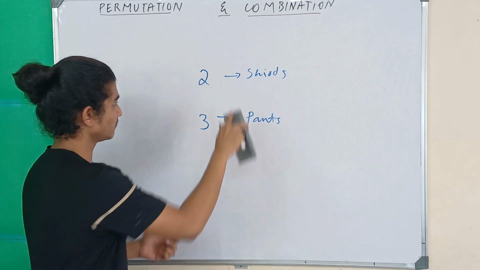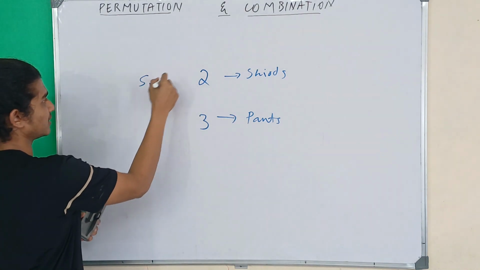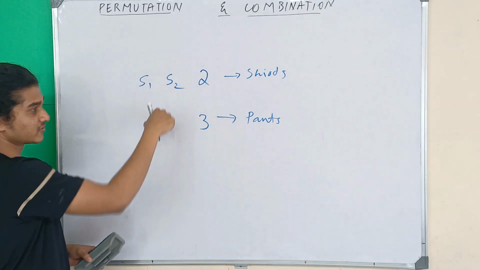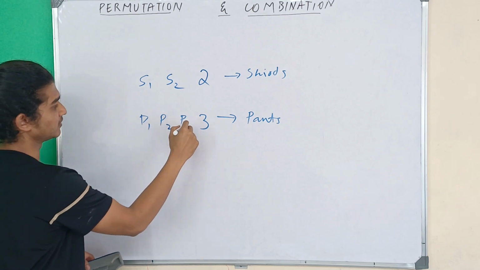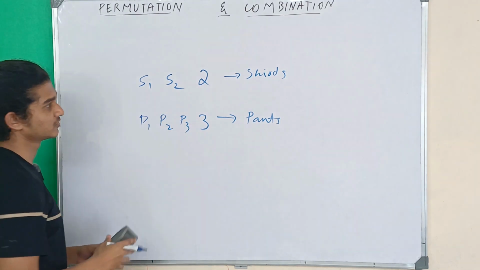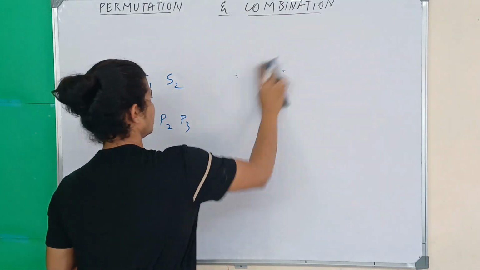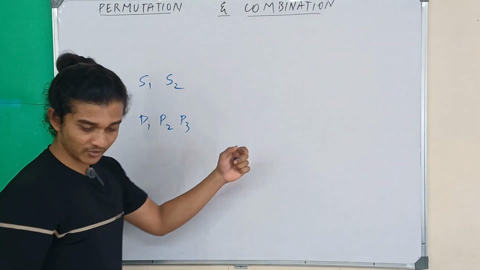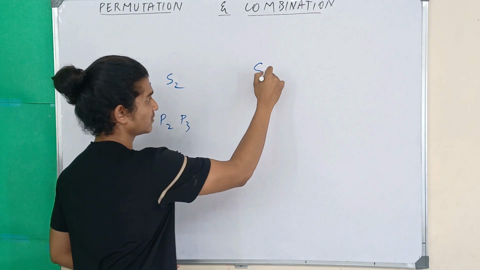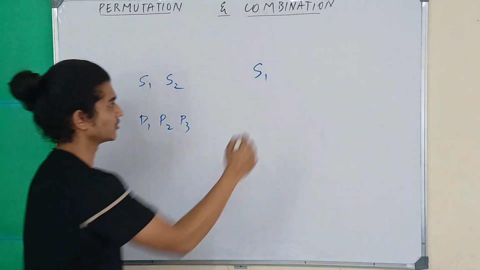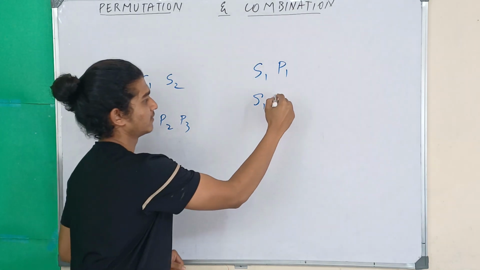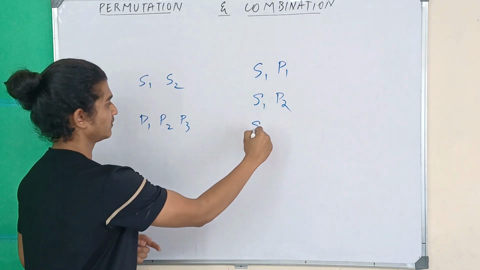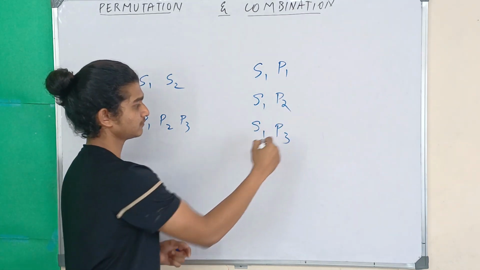Let's say the two shirts are S1 and S2, the first shirt and the second shirt, and you have three pants, P1, P2, P3. So what am I going to do? If I was you, I would wear the first shirt and put on the first pant, and then I wear the same shirt and put on the second pant, and I wear the same shirt and put on the third pant.